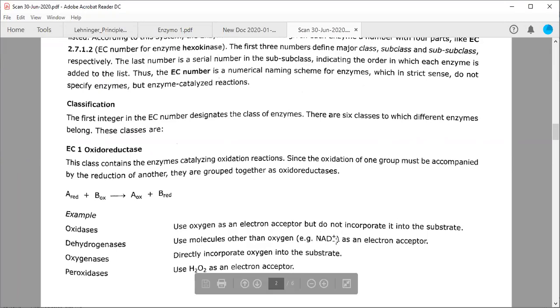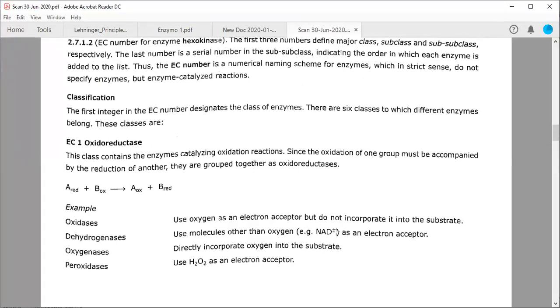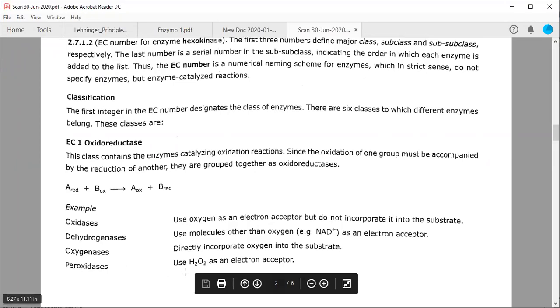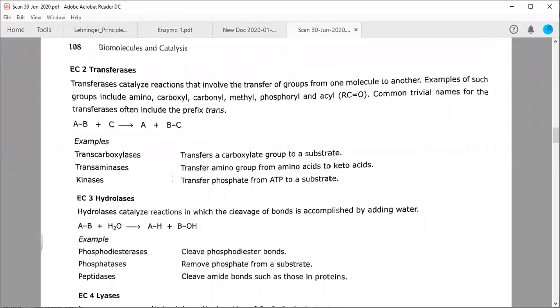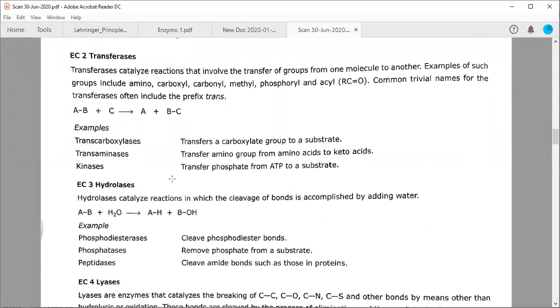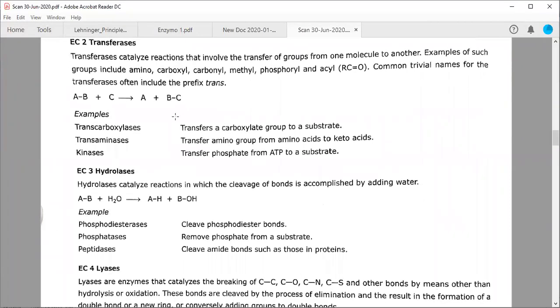You have seen many cofactors. For example, NAD will be converted into NADH plus H positive, and FAD will be converted into FADH2 in many dehydrogenase reactions. Also, peroxidase uses H2O2 as an electron acceptor. So depending upon the electron acceptor, there are different categories of enzymes, and all come under the same class, the oxidoreductases. Then I'm interested in transferases. Transferases include kinases, transaminases because they transfer amino groups, and transcarboxylases, which transfer carboxylate or CO2 groups. All these come under transferases.